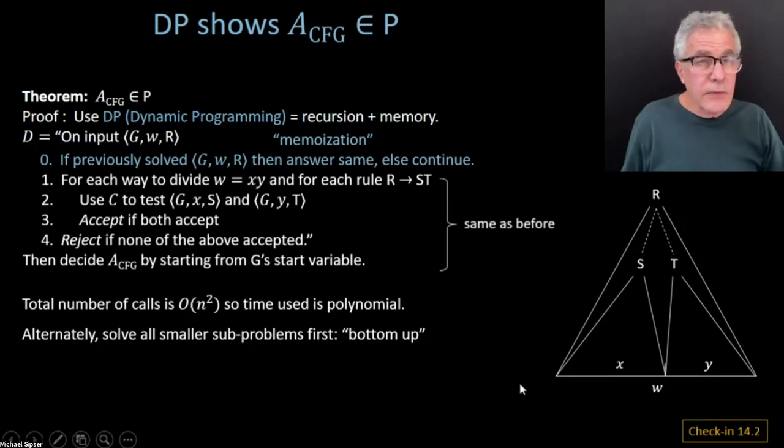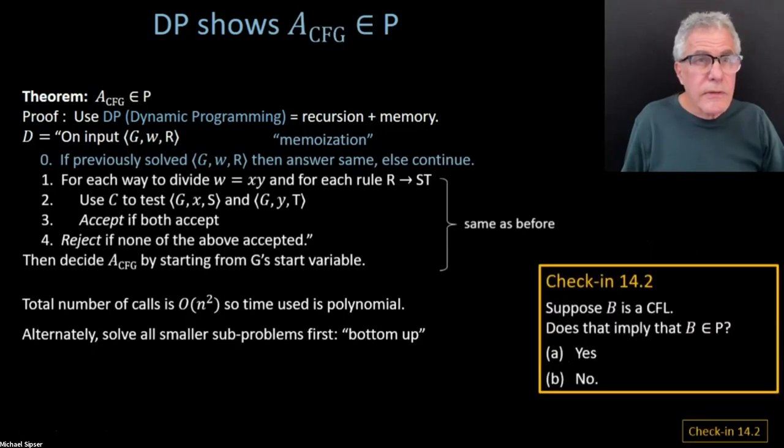So let's see, I don't remember what my check-in is on this. This is somehow related. And feel free to ask questions too while you're thinking about this check-in. But the check-in says here, we've solved the ACFG problem in polynomial time. Does that tell us that every context-free language itself is also solvable in polynomial time? So just mull that over and please give me an answer to it. I hope you do better on this check-in than you did on the last one. But anyway, why don't you go ahead and think about that. And I can take some questions in the meantime.